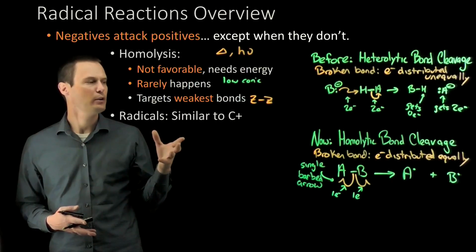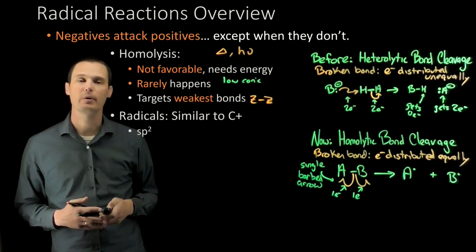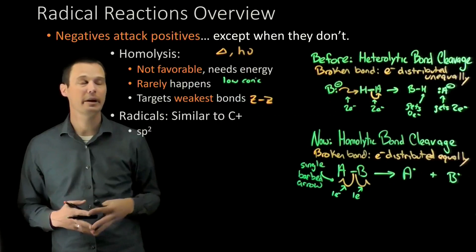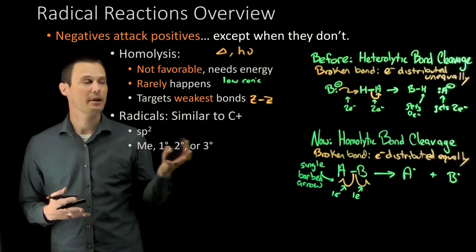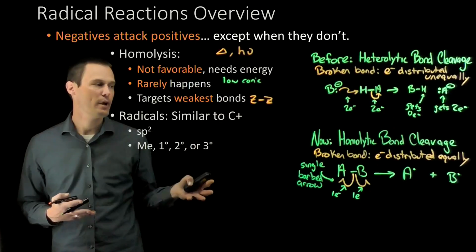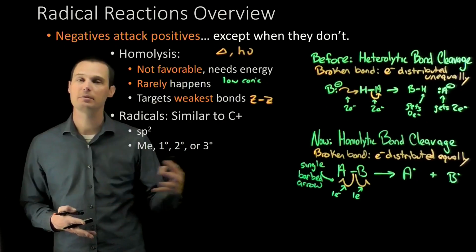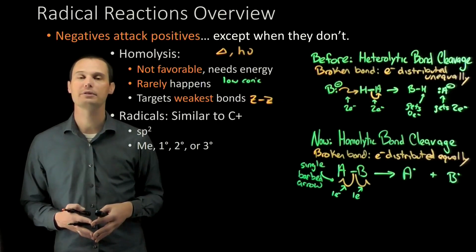Now, if we look at radicals, radicals are similar to carbocations. We don't see them very often, so let's remind ourselves some things about radicals. They're similar to carbocations, which means they're sp2 hybridized. And because they're sp2 hybridized, because they're similar to carbocations, we can classify them the same way we classify carbocations. A radical can be a methyl radical or a secondary or a primary or a tertiary radical. And the stability trend is the same. Tertiary radicals are more stable than secondary.